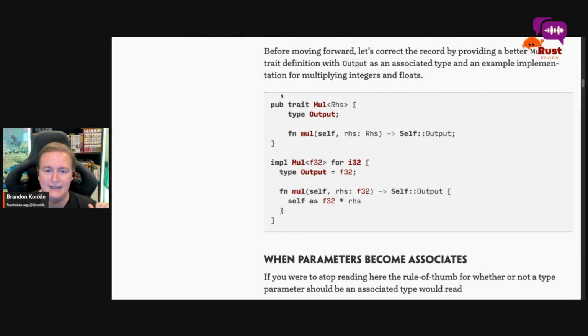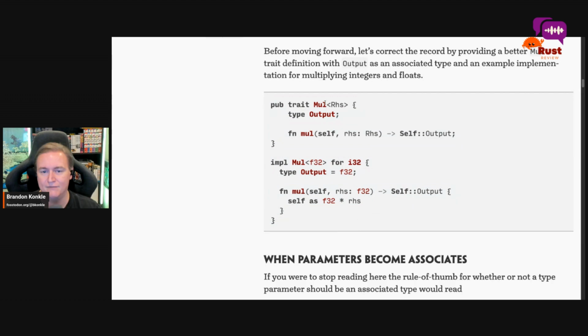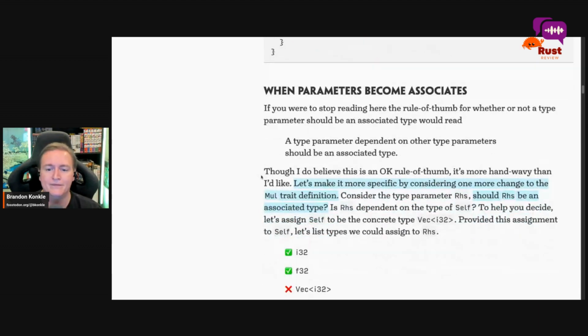So here is an example of what it would look like with the associated type wired in. You can see, you would say type output equals F32, because if you're multiplying a float and an integer, then the output is going to be a float. So there's one right answer here and one type that it could be. That's where associated types really shine. And because of that relationship, because of that mapping, that's what helps the compiler infer things much more confidently.